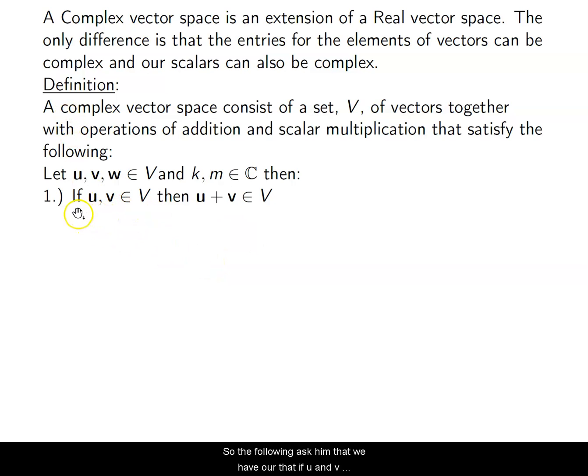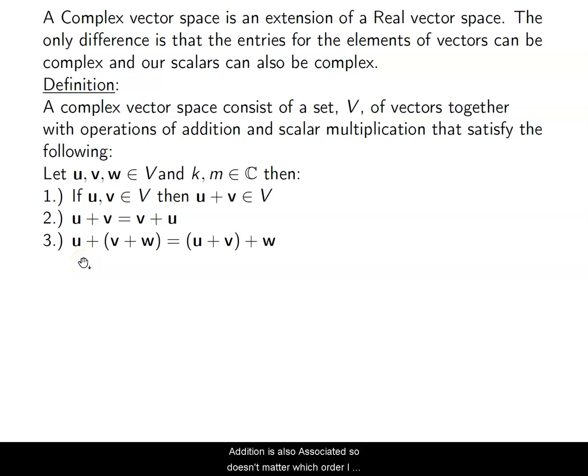The following axioms are that if u and v are 2 vectors in what we are hoping is a vector space, then adding those 2 vectors will also still be in that vector space. So I am closed under addition. The vectors, if I add them together, have the same type of form as things in this vector space. As such, addition is commutative: u plus v is the same thing as v plus u. It doesn't matter which order I add them in, I should get the same thing. Addition is also associative, so if I add v and w together first and then add u, it's the same thing as if I add u and v together and then add w.